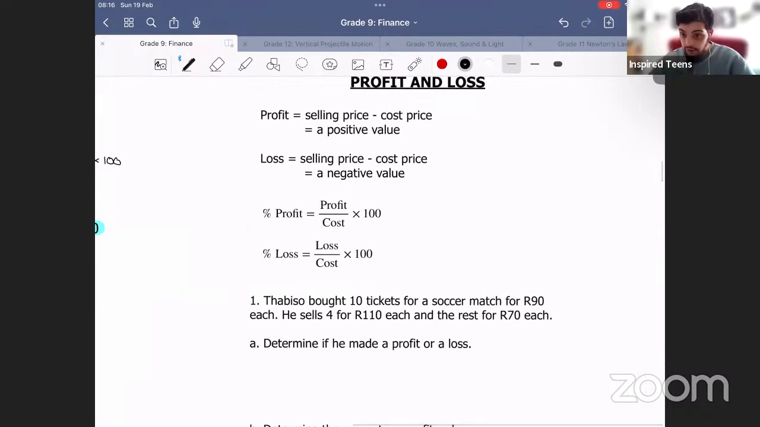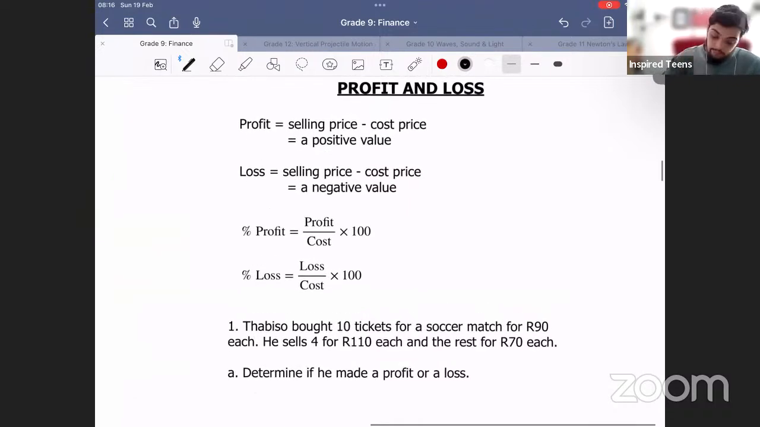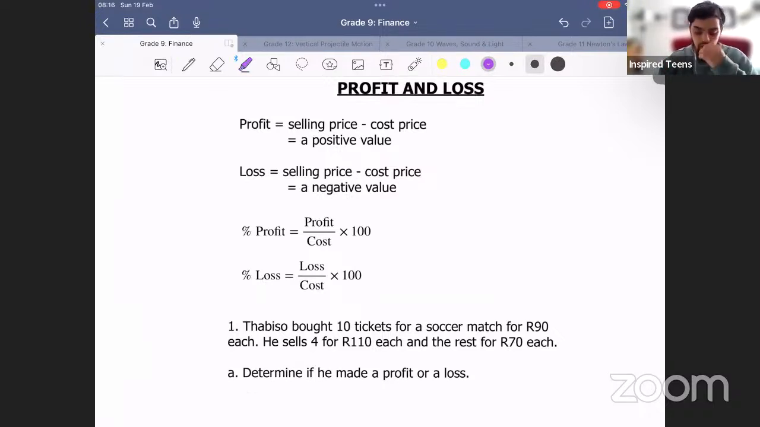Now let's relate it to finance. Let's talk about profit or loss. Profit is basically when you buy something for a certain price and then sell it for more than you bought it, to make a profit so that you can make money. So profit is equal to the selling price minus the cost price, and it's a positive value. Loss is also the selling price minus the cost price, but a loss is when you sell it for less than you actually purchased it for. That's why it's called a loss.